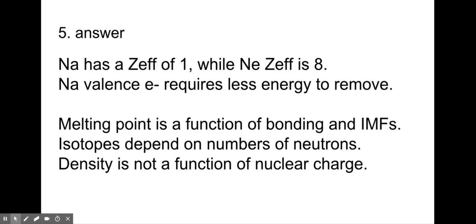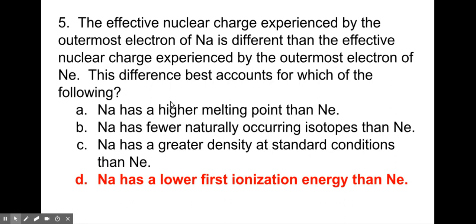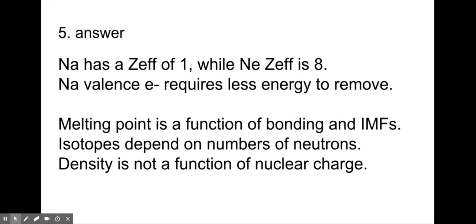Now, as far as the other choices, as we take a look back over here at our choices, it said sodium has a higher melting point than neon. Sodium has fewer naturally occurring isotopes, density. Well, melting point isn't a function of Zeff.